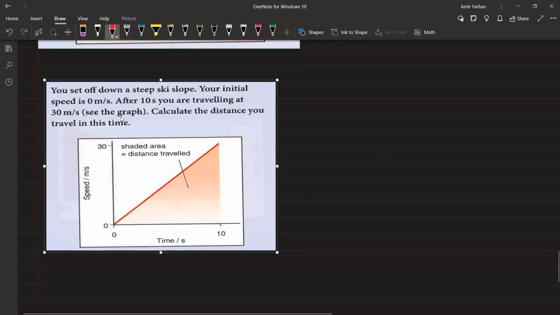Basically this question is saying that you set off down a ski slope. Your initial speed was 0, and after 10 seconds you are traveling at a speed of 30 meter per second. It means that when you started the journey you were at rest, completely 0, but right now you are going at 30 meter per second. So you have to calculate the distance traveled in this time. You can see that the time to come from the top to the bottom is 10 seconds. Yes or no? Yeah.